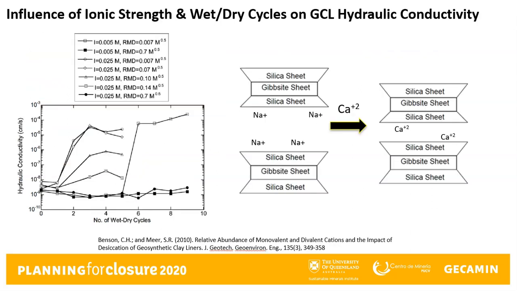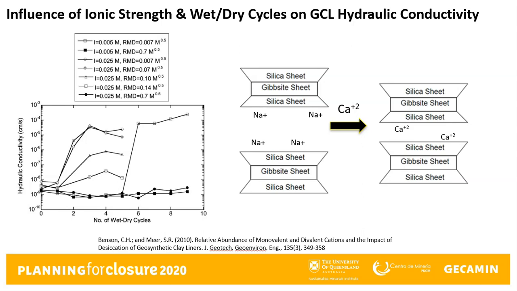Another area of research into the durability of GCLs was around the tendency of the bentonite to undergo an ion exchange reaction with calcium ions. The ion exchange of sodium bentonite occurs readily in the presence of calcium, as calcium bentonite is the most thermodynamically stable form. This study, also done by Benson and coworkers, examined the influence of dilute salt solutions on the hydraulic conductivity after repeated wet-dry cycles.